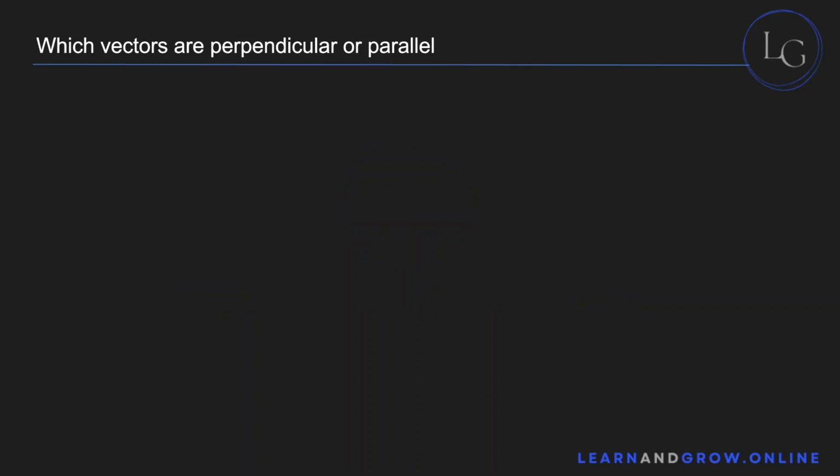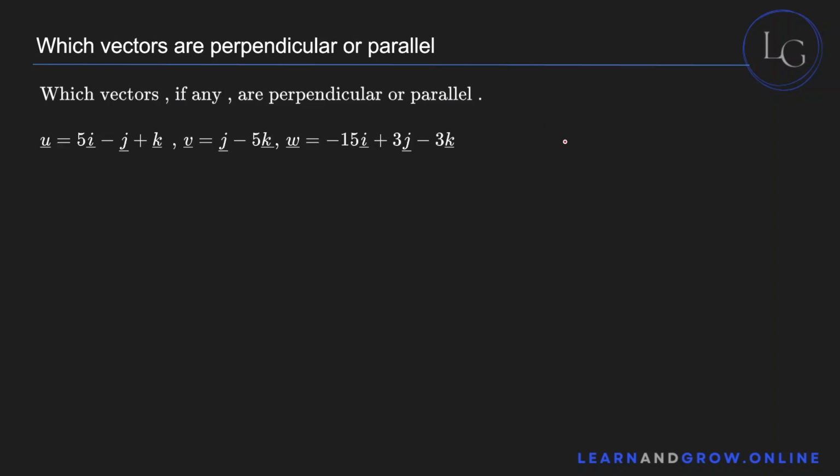Let's see how we can find if two vectors are perpendicular or parallel. Now remember the rule. If the dot product of two vectors is equal to 0, that means that the vectors are perpendicular, right? And again, the reason for that is because if the angle between them is 90, that means cos 90 is equal to 0, right? And cos 90 is basically used in the dot product, right?